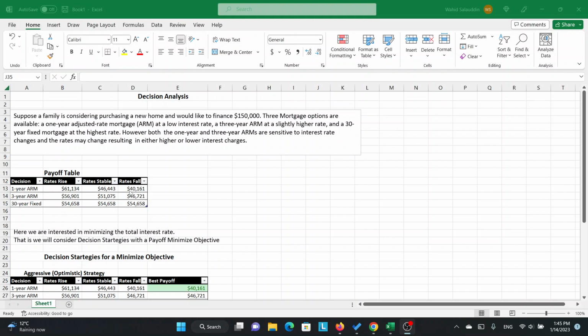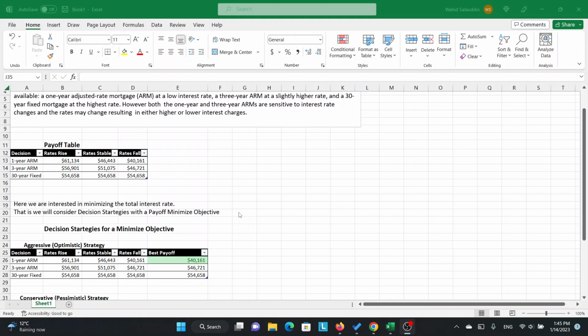Now, if that family decides to go ahead with a three-year adjusted rate mortgage, then if the rates rise, they're going to pay $56,901 in interest charges over 5 years. And if the rates stay stable, they're going to pay $51,075. If the rates fall, they're going to pay $46,721. If they choose the 30-year fixed rate mortgage, regardless of the rates rising, being stable, or falling, they're going to be paying $54,658.